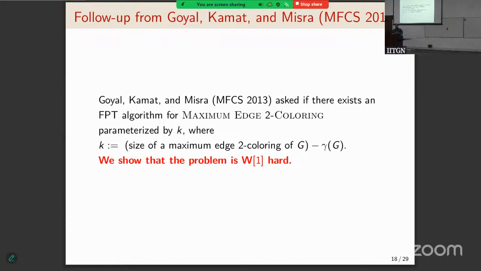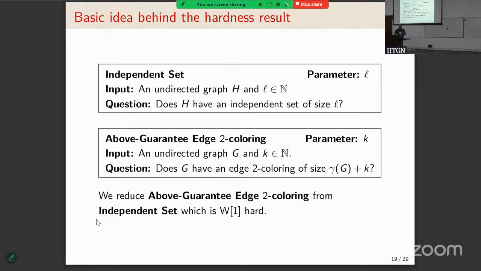And consider this follow-up; our second result is as follows. The follow-up question from the same paper is whether there exists an FPT algorithm for this coloring problem, where the parameter k is how many more colors I need beyond the minimum, the maximum matching. And we show that the result is for q equal to 2, whereas the general case is still open. We show that the problem is W[1]-hard, and we do the reduction from independent set.